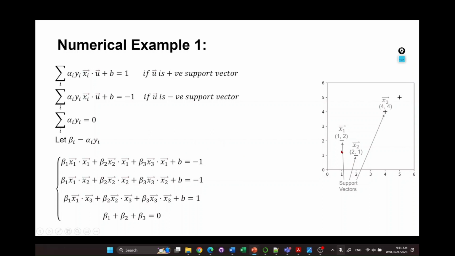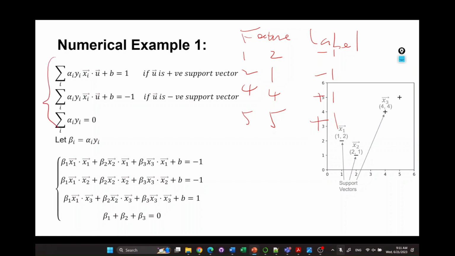Our data set over here is: the feature x is 1, 2, 2, 1, 4, 4, 5, 5, and the label is -1, -1, +1, +1. Then we solve this very simple problem to fully understand the inner workings of how to apply what we have derived in the previous slides, not only one slide, multiple slides. We end up with these three equations.